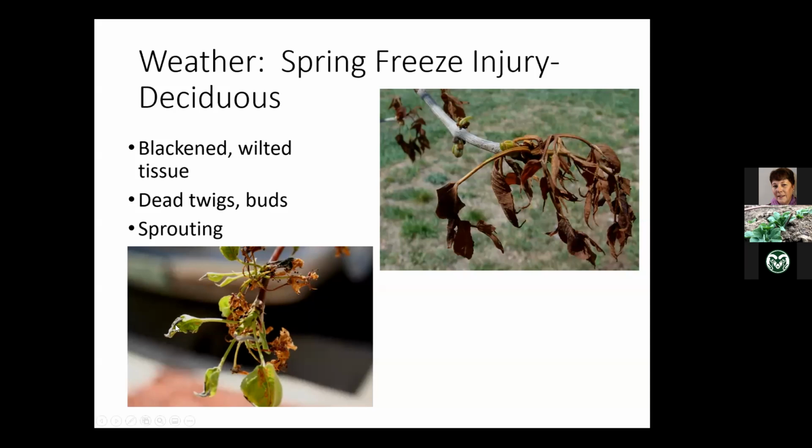It is the spring freeze that's frosted these newer leaves that have come out, and it's frosted the blossoms that came out first. So again, we're looking at symptoms, but we have to also look at timing. When did this happen on our plants?